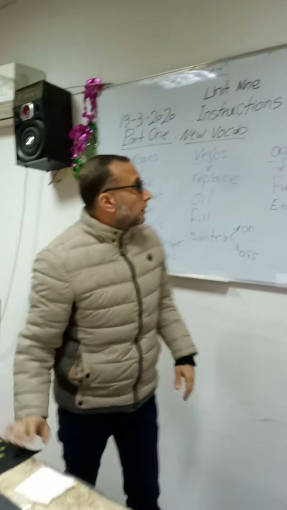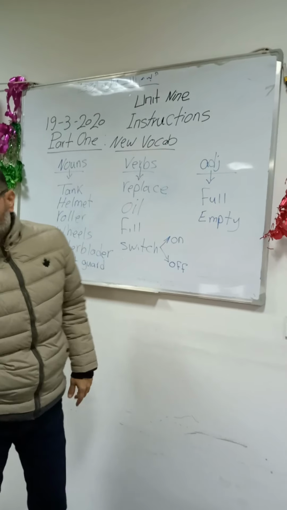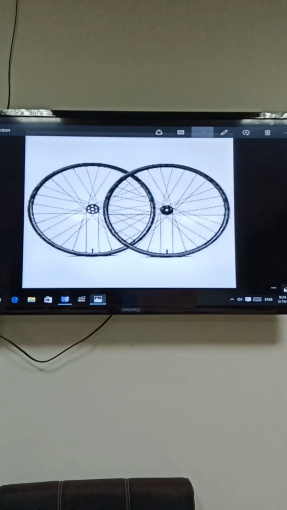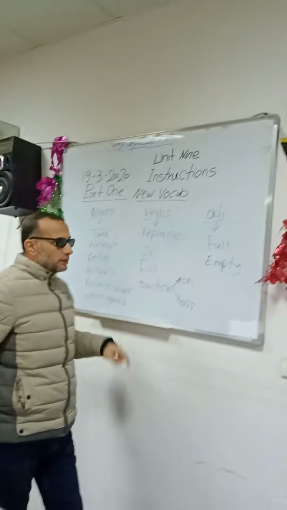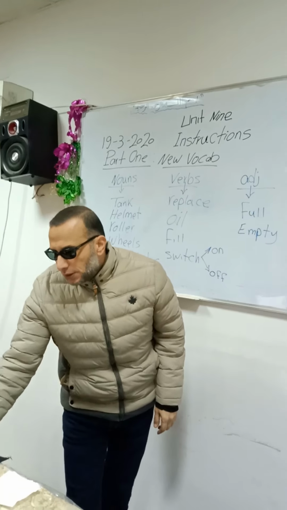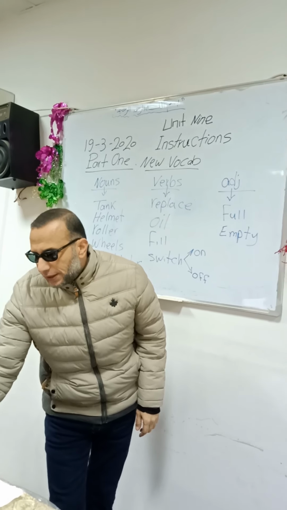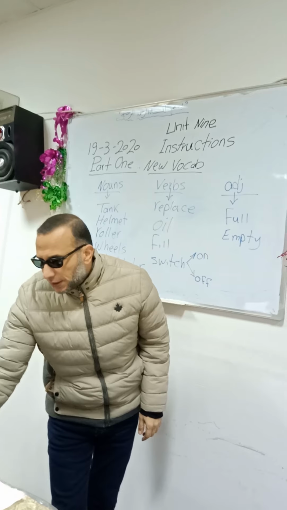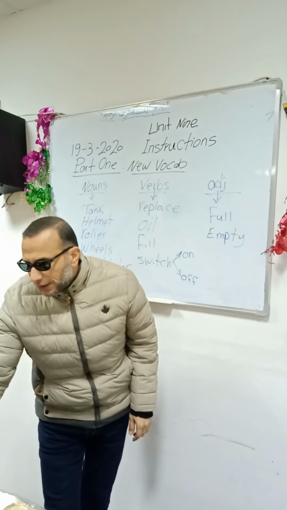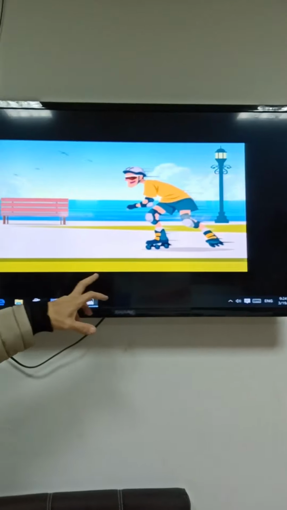Okay. Next, wheels. What is the word wheels? These are wheels. Okay. How about the roller blader? Roller blader is the person who goes roller blading. الشخص اللي بيمارس رياضة الرولر بليدنج. This is the roller blader.